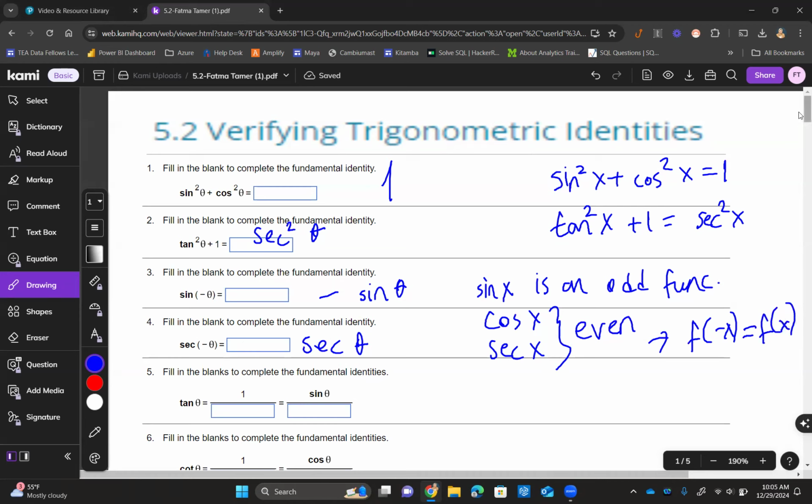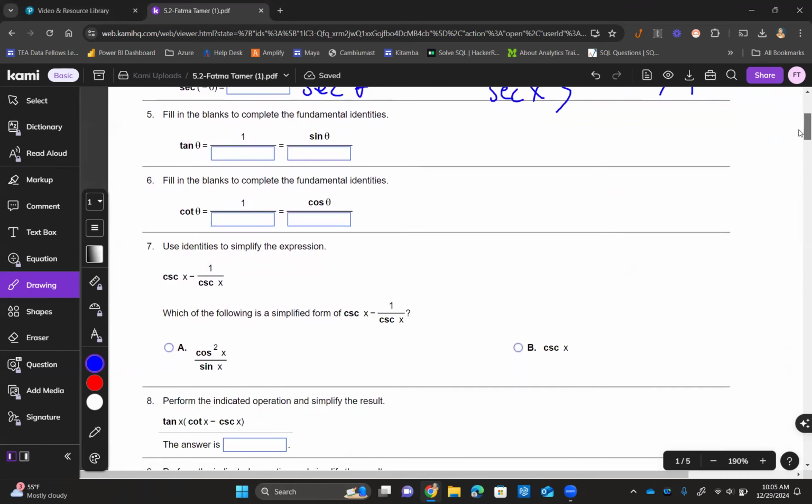For number 5, we have 2 blanks to complete. We need to find the equivalents of tangent of theta. Tangent of theta is always the reciprocal of cotangent of theta. This is called the reciprocal identity. And tangent of theta is also always equal to the sine of theta divided by cosine of theta. This is called the quotient property of tangent theta. And the other is called the reciprocal property of tangent theta.